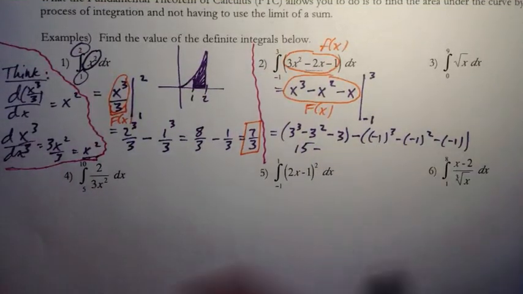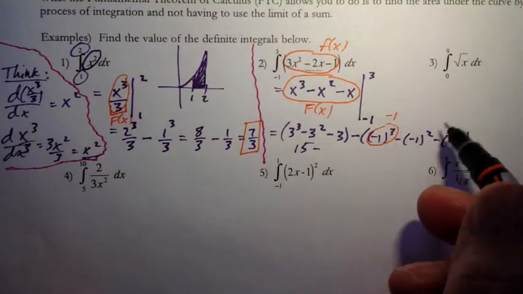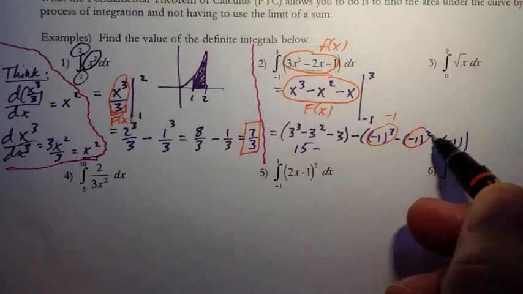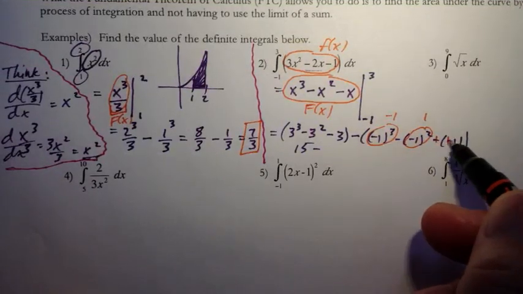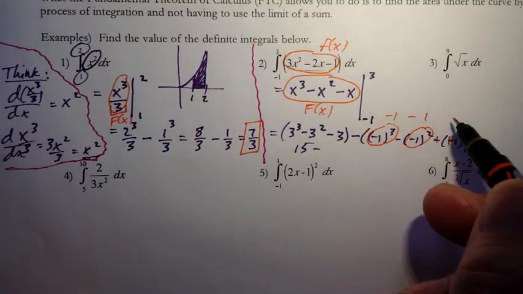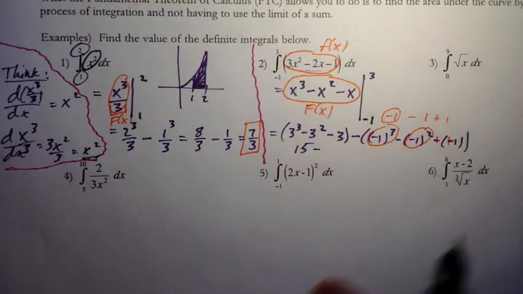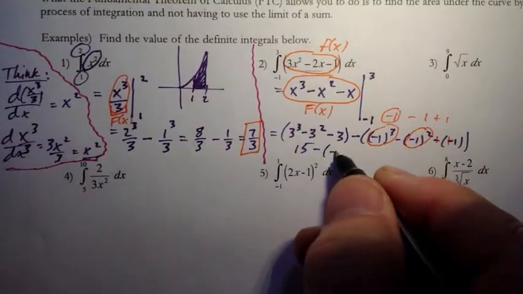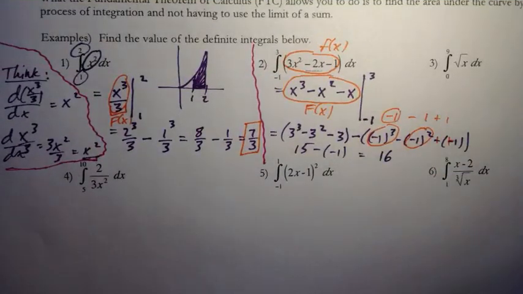We've got negative 1 cubed, which is negative 1. Negative 1 squared is 1. And then we have a plus plus because this is minus minus. So we have negative 1, minus 1, plus 1. So this is just negative 1. So we have 15 minus negative 1, which is 16. Okay?